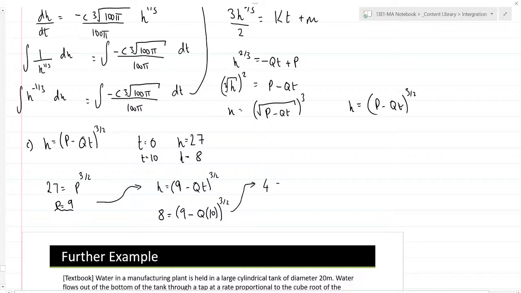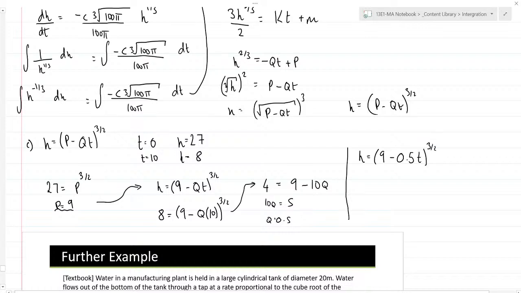So I end up with 4 is equal to 9 minus 10Q. Everybody right with that? Take the 10 over, bring the 4 back. I end up with 10Q is equal to 5. So Q is equal to 0.5. So then I end up with my differential equation, also my equation, which is h is equal to 9 minus 0.5t all to the power of 3 over 2.